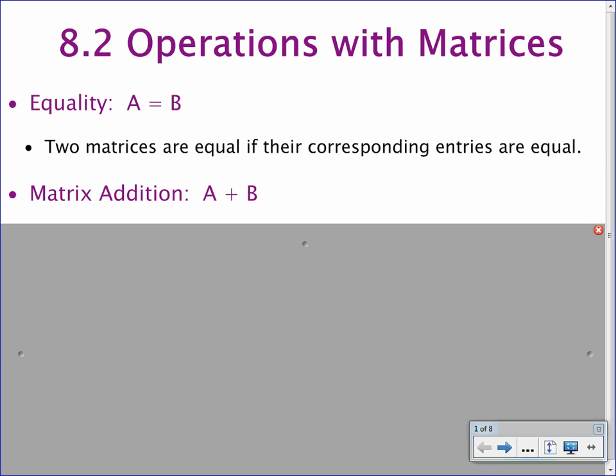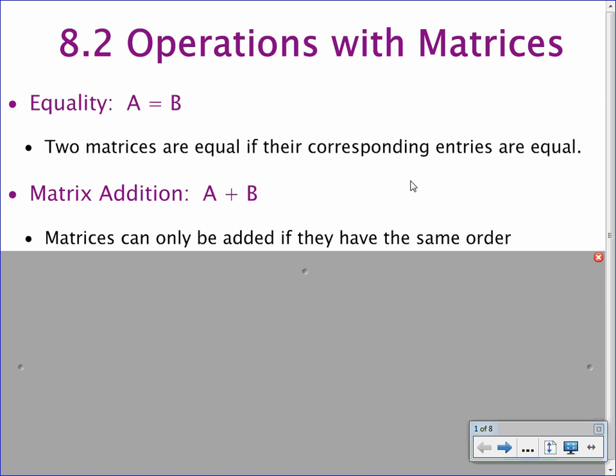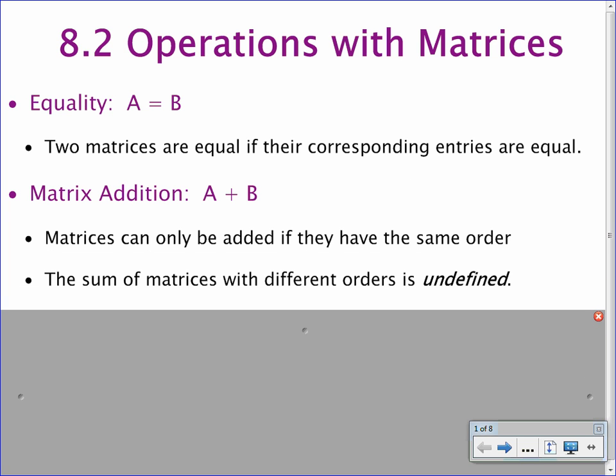Matrix addition. You notice how I have this A and B? Just like your calculator, we're going to name matrices by capital letters. To add two matrices, first of all, they have to have the same order. If you do not have the same order, we say that the sum is undefined.